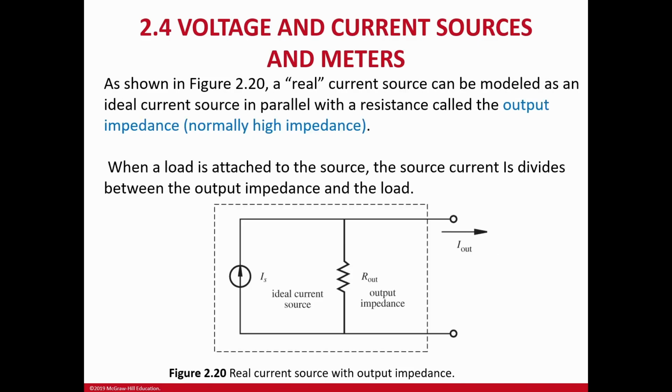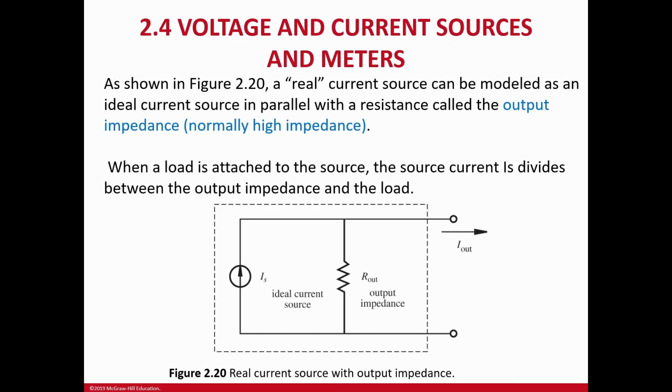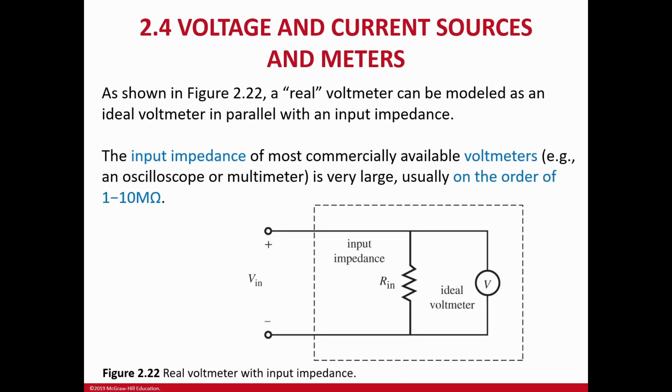And this is the ideal current source, and there is an output impedance connected in parallel. Again, the output impedance is very high in order to have a small current draw. So how big is it? It's about 1 to 10 mega ohm, on the order of 1 to 10 mega ohm.